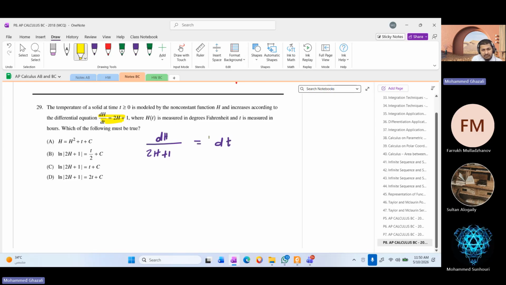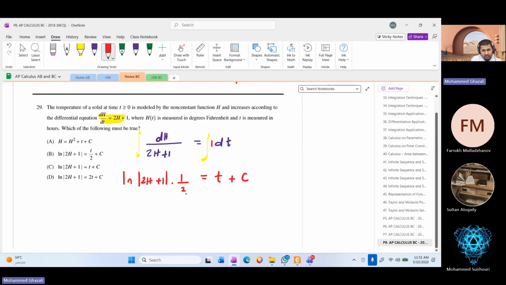Now integrate both sides. You know what the integral of this is. What's missing here? Times 1 over 2. Yes, 1 over 2, divided by 2. Equals the integral of dt, times 1 over 2. What's the integral of 1 dt? T plus a constant.